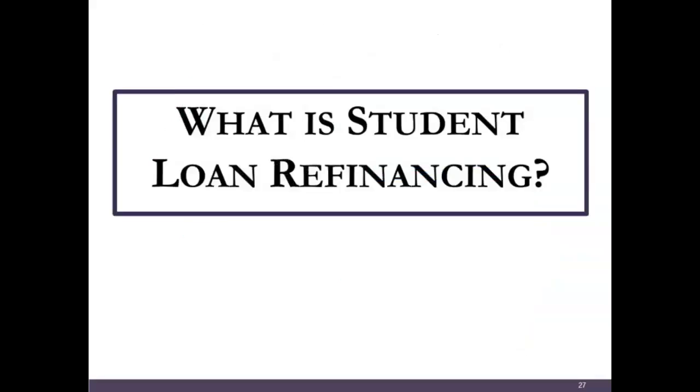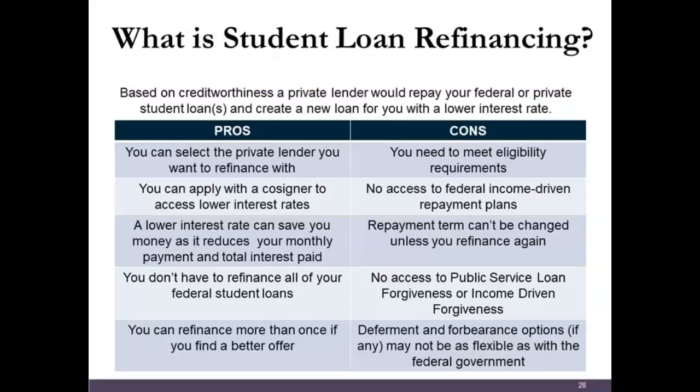So lastly, what is student loan refinancing? Student loan refinancing is basically being approved through a private lender. They would repay your federal or private student loans and create a new loan for you with a lower interest rate. Some of the pros are that you can select a private lender you want to refinance with because there's many to choose from.